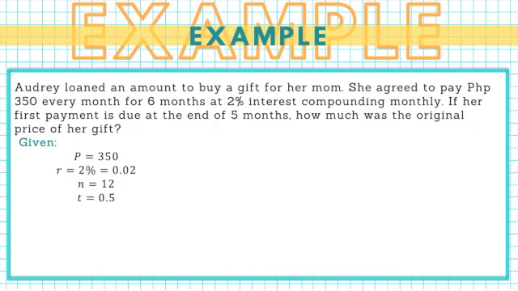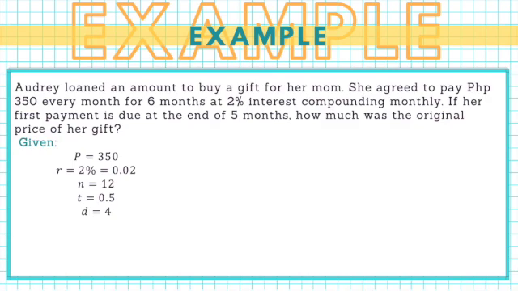Okay? Next, for the deferment period, it says there, her first payment is due at the end of 5 months. So on the first, second, third, and fourth month, she's not yet going to pay. Therefore, we have 4 deferred periods.